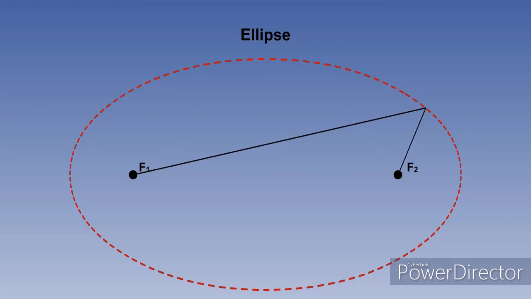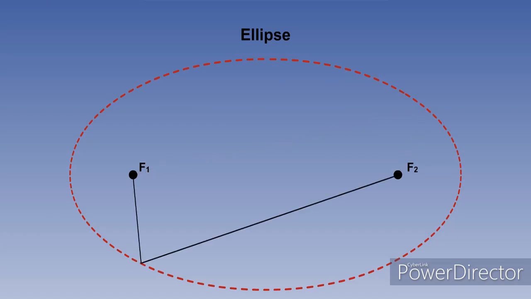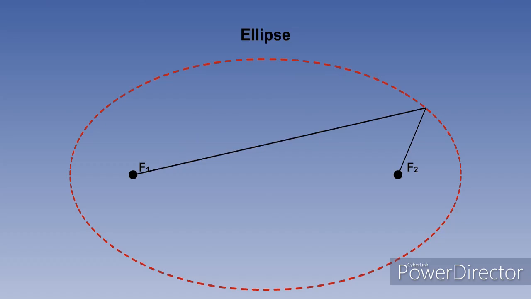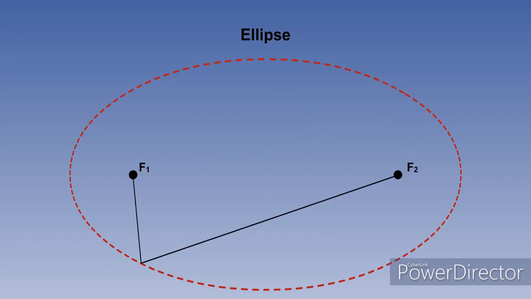If the distance from F1 to the edge and back to F2 always stays the same, then by definition we have an ellipse. To make it an Earth orbit, we'll put the Earth at F1. F2 can now be ignored.